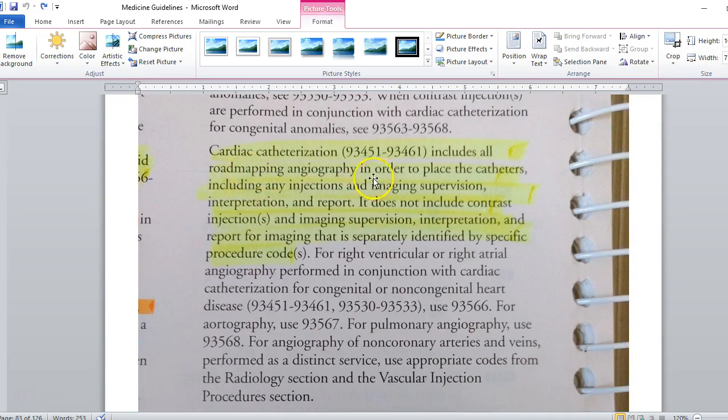It goes on to tell us cardiac catheterizations 93451 to 93461 include all roadmapping angiography in order to place the catheters, including any injections and imaging, supervision, interpretation, and report. It does not include the contrast injection and mapping, imaging, supervision, and interpretation, and report for imaging that is separately identifiable by specific procedure code. So again, it includes placing the catheters and injections, but it does not include what's inside of that injection. Okay, so then again, we're going to have to use a code from HCPCS to make sure we get paid for that.